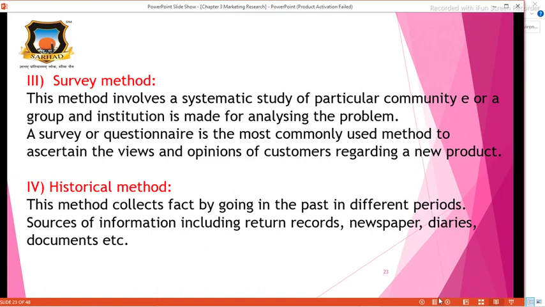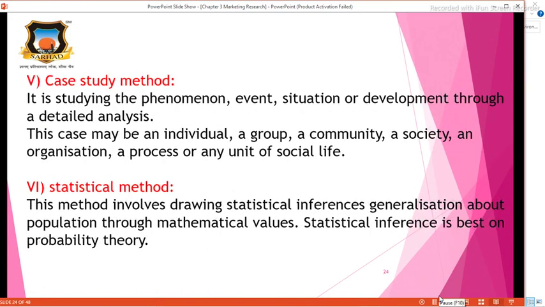Next is the historical method. This method collects the facts by going into the past, in different periods. The sources of information include written records, newspapers, diaries, documents, etc. The next is the case study method.